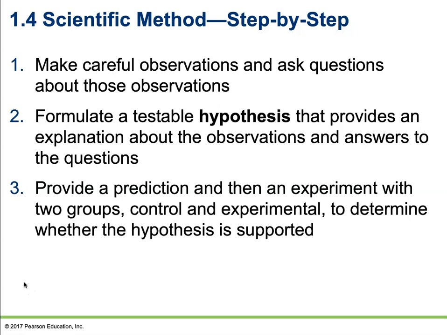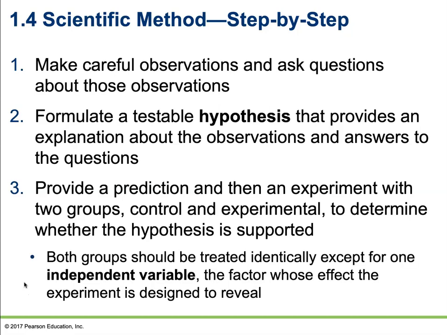So this is what we call a control. It's a group that has run along the experiment along the same lines to help us determine the validity of that experiment or the validity of that test. So in this case, when we are running an experiment, both groups should be treated identically, except for one independent variable, that factor whose effect the experiment is designed to reveal.